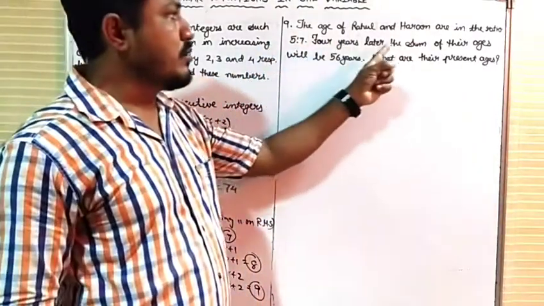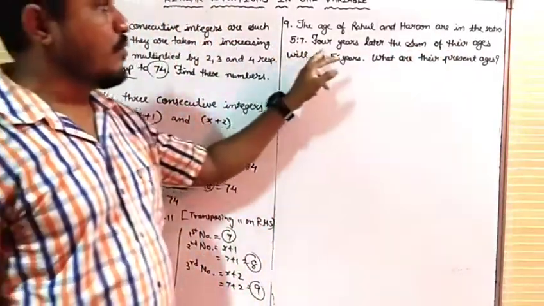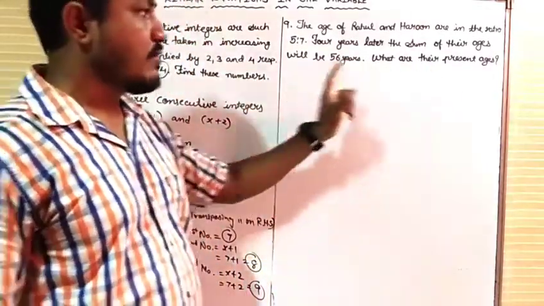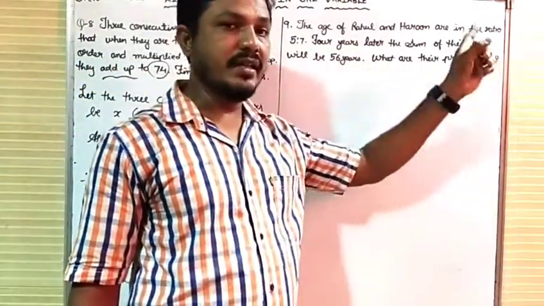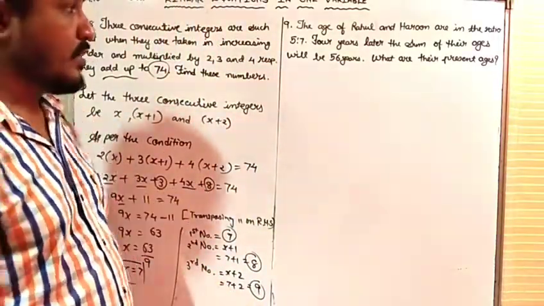The ages of Rahul and Harun are in the ratio of 5:7. 4 years later, the sum of their ages will be 56 years. What are their present ages? We don't know their present ages, but the condition is given over here.